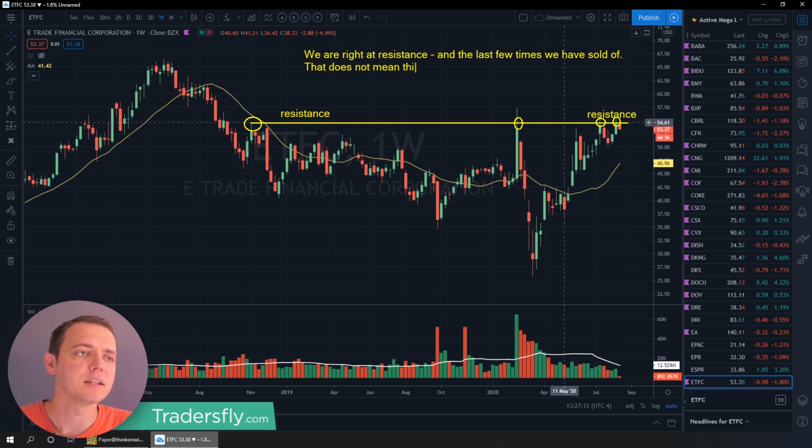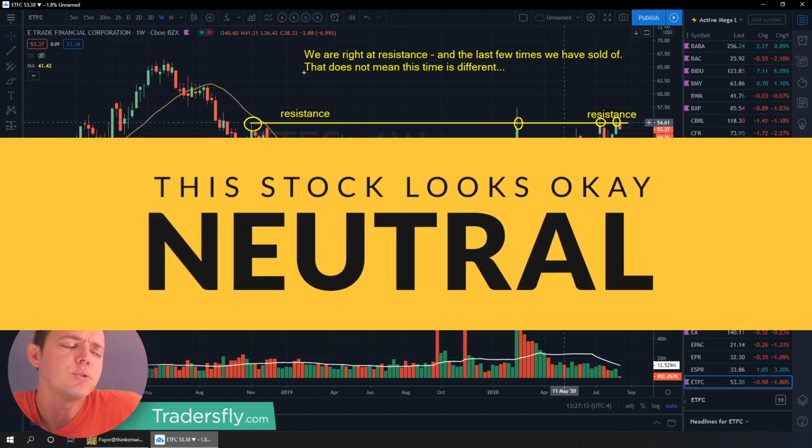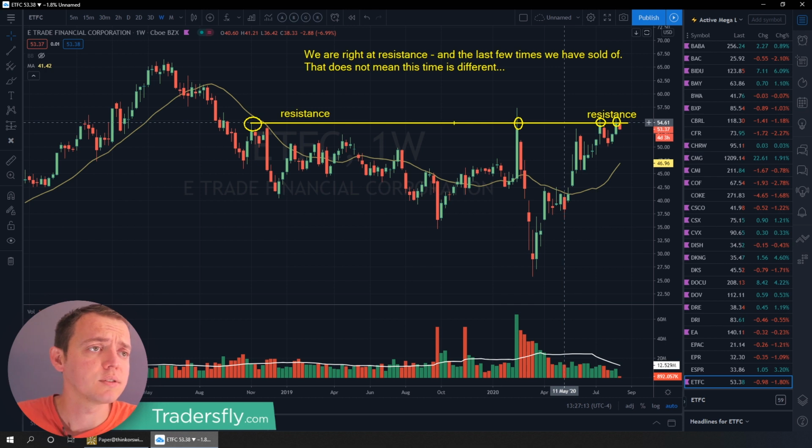That does not mean this time is different. So keep trading the trade until things change. So be very careful on this. I'll be neutral on it because you never know if things will break out to the upside or break down, but be careful. We're at the upper end. It keeps trying, it keeps trying. Eventually it will break through, but for now, this stock is having a bit of trouble.